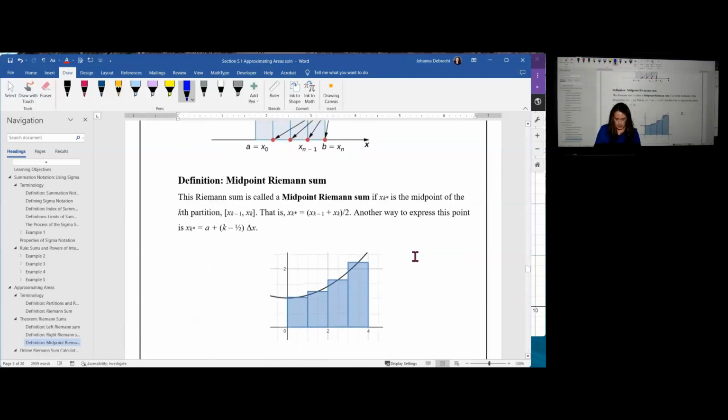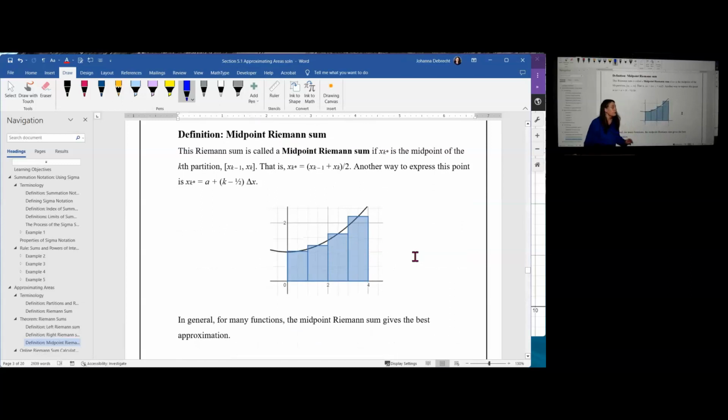The midpoint Riemann sum uses the formula where you add half of delta x onto the left side. This gives us a plus k minus a half of delta x, which gives us the left side plus a half more, or the right side minus a half, whichever way you want to think of it. In this case, we're using the midpoint as the height of our rectangles. In general, that midpoint approximation can be quite accurate.